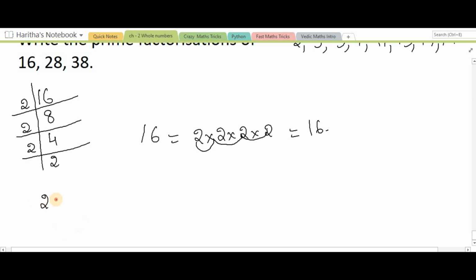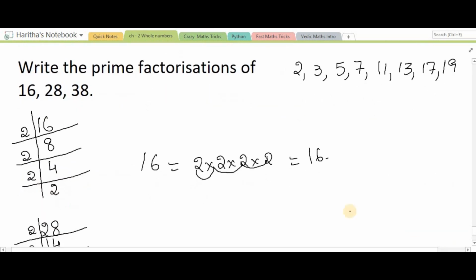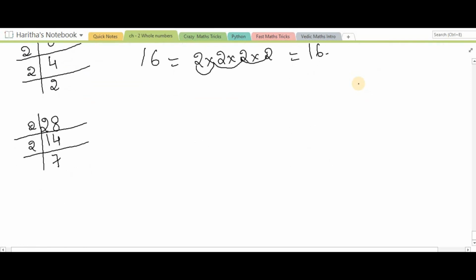Now in the same way, try to find out for 28. 2 14s are 28, 2 7s are 14. See here friends, here 7 is a prime number, so that is the reason I can stop finding factors here. Just a simple verification: check the numbers and multiply those. If you get the same number, that means you did it correctly, and if you didn't get that number, then there is a mistake in the answer. 2 into 2 into 7, 2 2s are 4, 4 7s are 28.